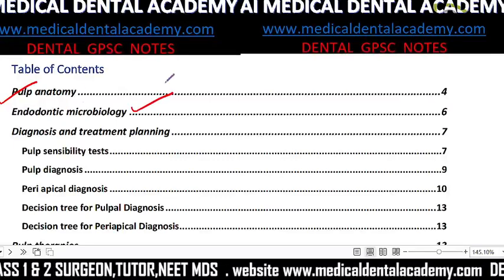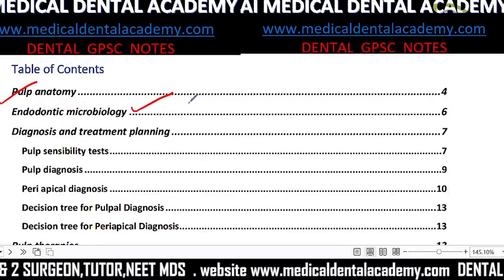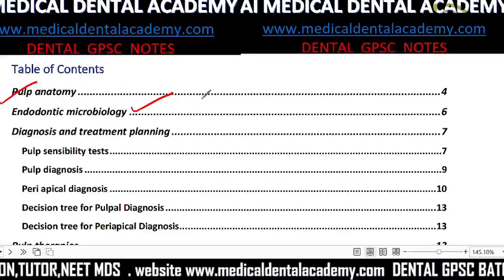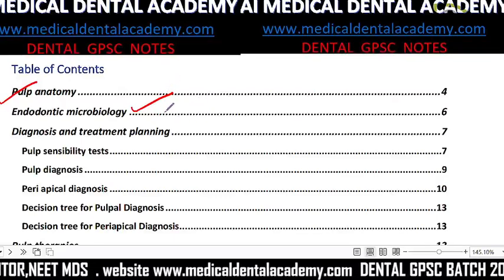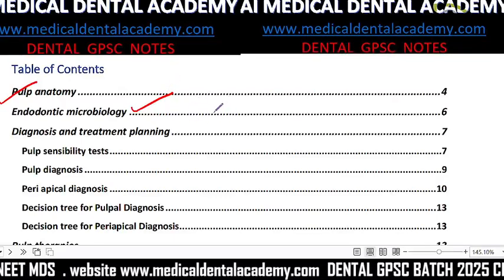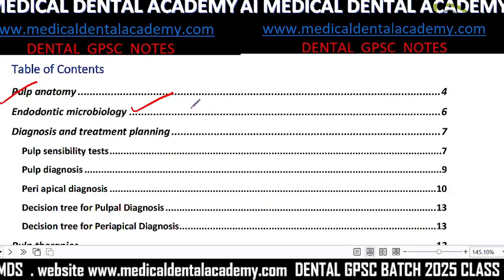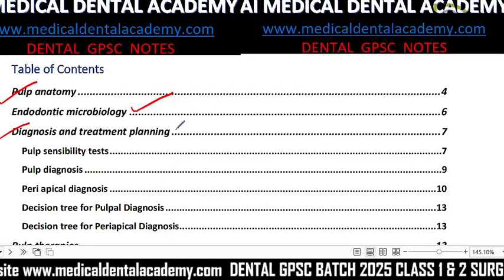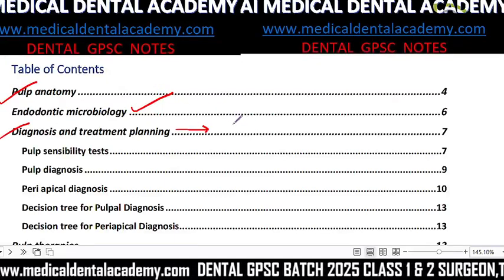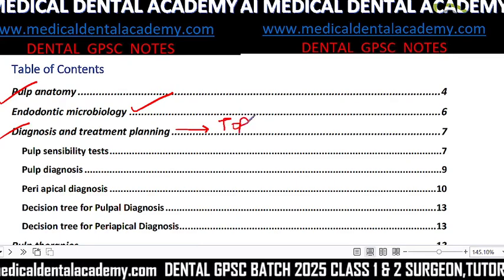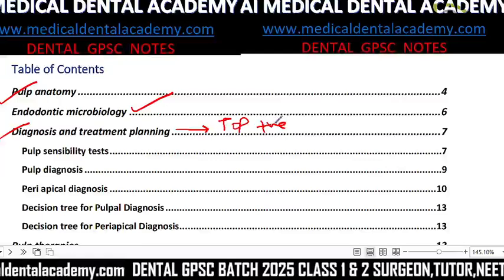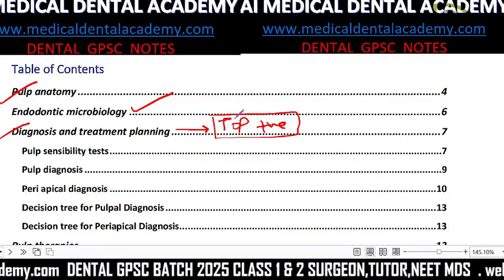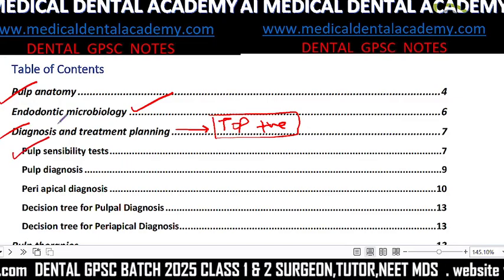Then we'll be discussing endodontic microbiology, the main reason for endodontic problems. What is the etiology, or what are the organisms which are causative for this problem? Then diagnosis and treatment planning. It is not just mere that pain is present and it is a problem in the pulp. Many times your diagnosis and treatment planning plays an important role.